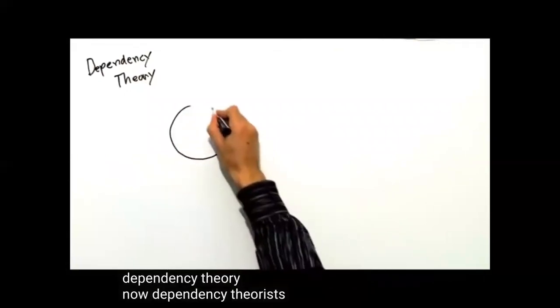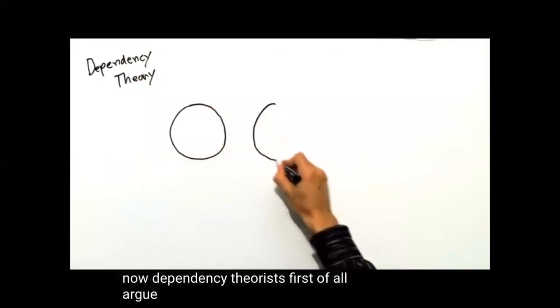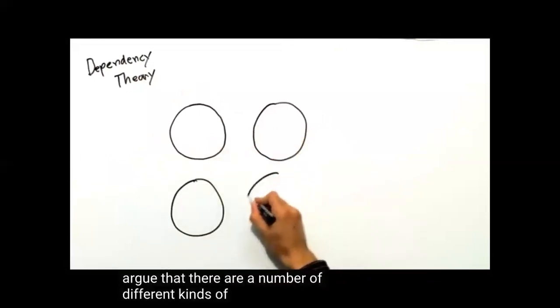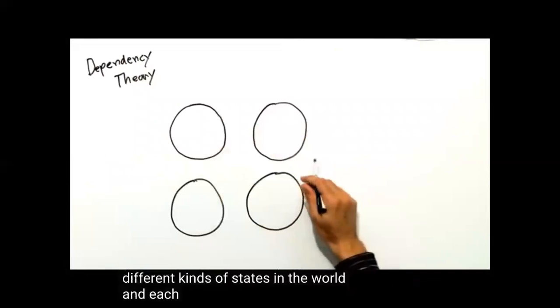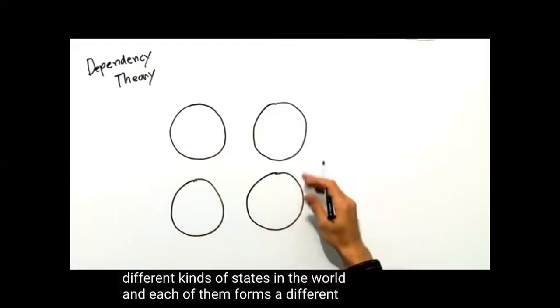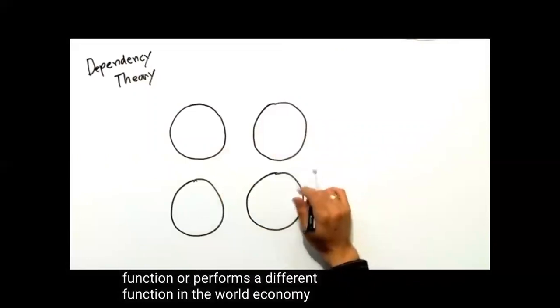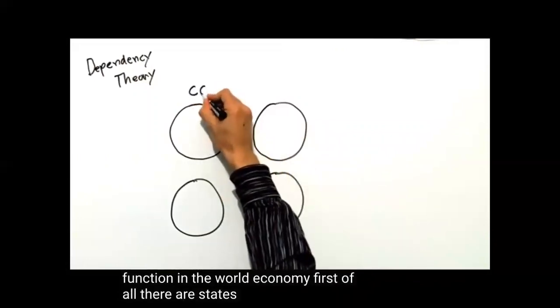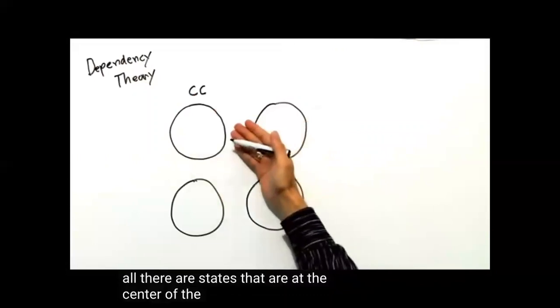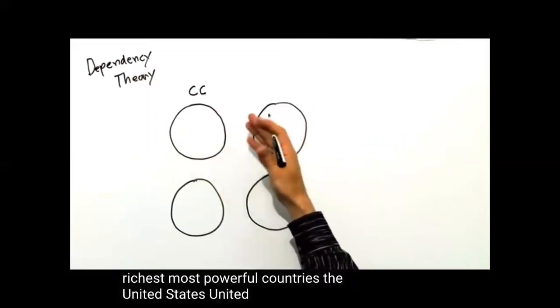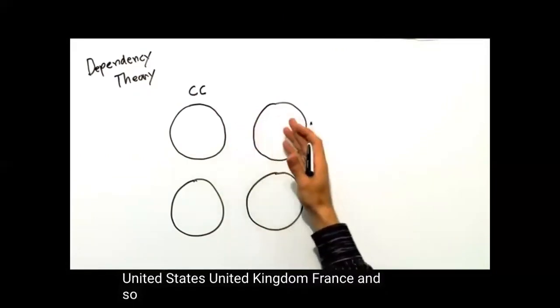Now, dependency theorists, first of all, argue that there are a number of different kinds of states in the world, and each of them performs a different function in the world economy. First of all, there are states that are at the center of the center, and these are the richest, most powerful countries, the United States, United Kingdom, France, and so on.